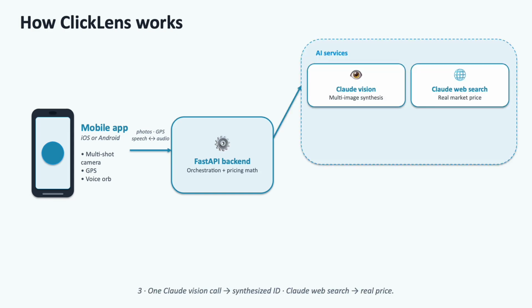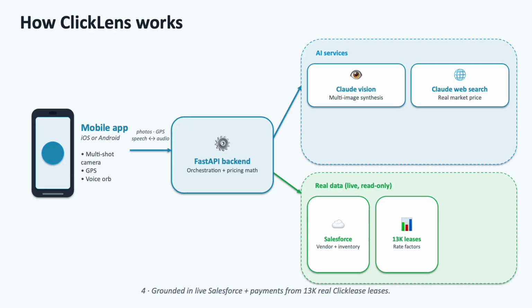First, every photo goes to Claude's vision model in a single multi-image call, so it synthesizes across all the angles into one accurate identification. Then it feeds the exact model name into Claude's live web search tool, which pulls the real current market price. On one test, Claude estimated $4,525 on a trailer listed at exactly $4,525. Everything is grounded in real data.